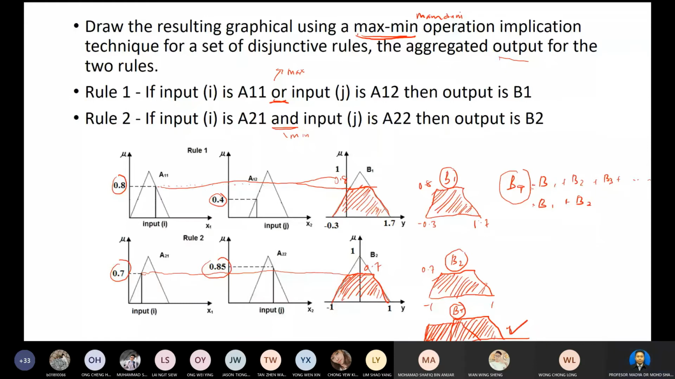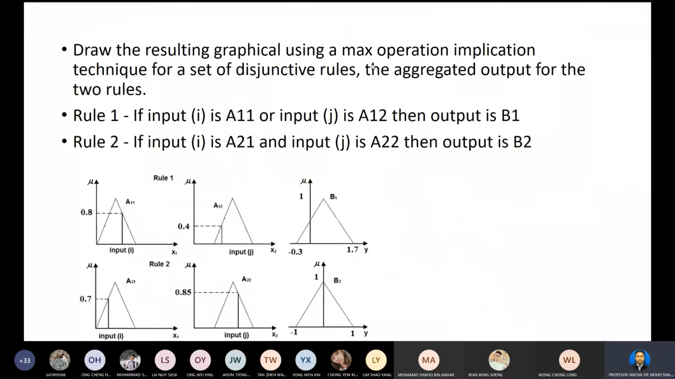So this one is using the Mamdani. Next we try to use the max, the Larsen. Alright, so this is how to use the first operation. Make sure you check the operation, whether you use Mamdani or Larsen. For this case, we use the Larsen, the max product.